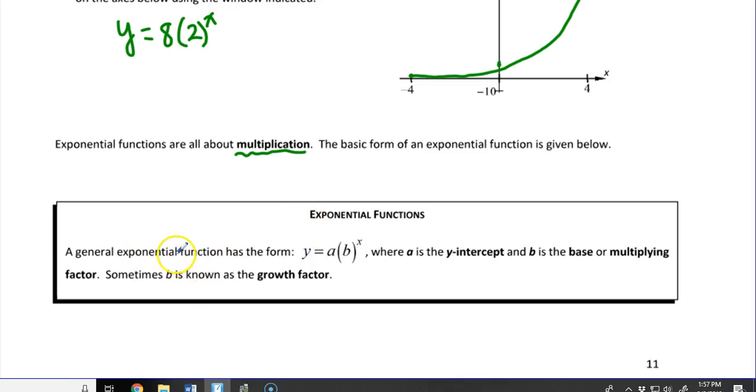All right, so an exponential equation will look something like this. Y equals a times b to the x. A is the y-intercept. Okay, we saw that. That would be like 8 on our graph. And that's the number, that's the coefficient here. And b is the base, or the multiplying factor, the growth factor. So we keep multiplying by 2. And I think we can see that, right? We can observe that.